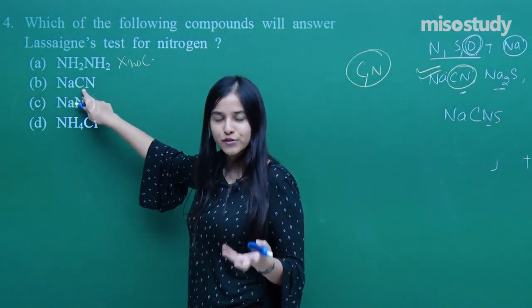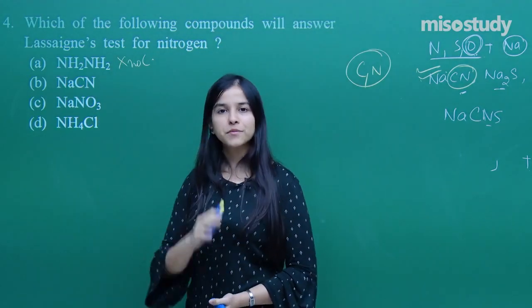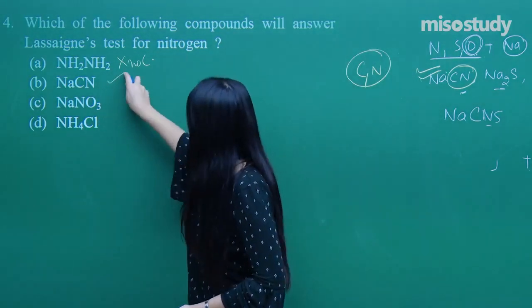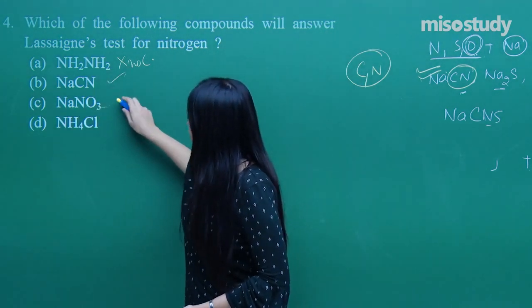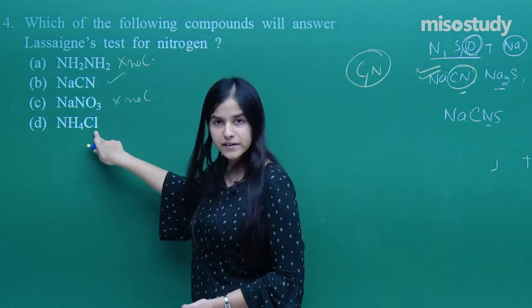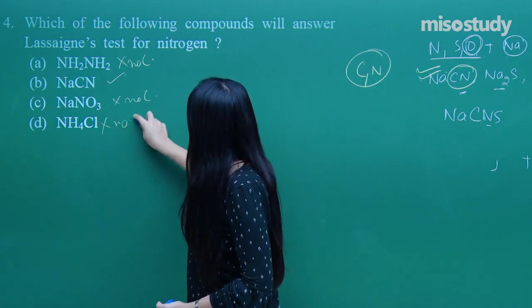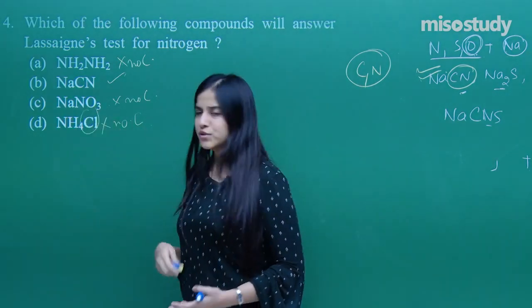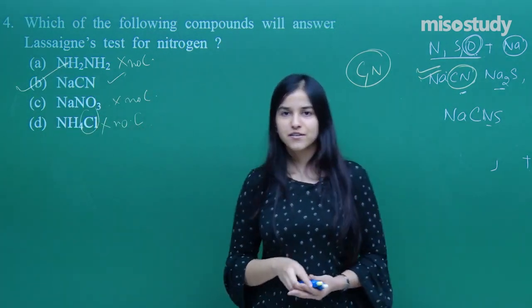Sodium cyanide. So, that is the compound which we need. This will be the compound which will be giving the answer. So, that is it. Let us just check the remaining. NaNO3 does not contain carbon, no carbon. Over here, no carbon, chlorine is there, which is not required. So, that is the correct option, NaCN, right?